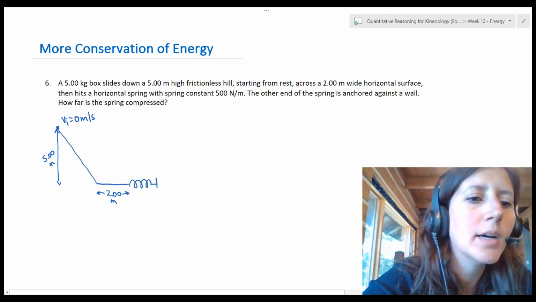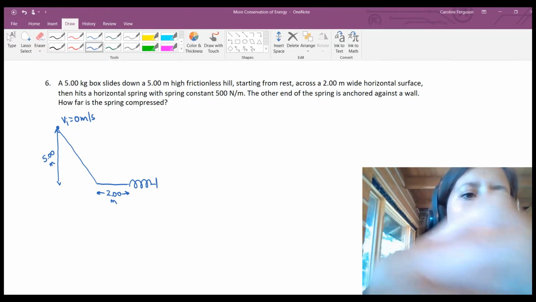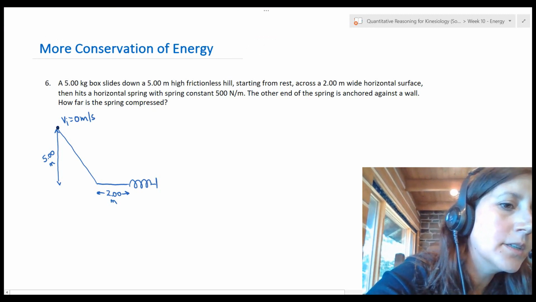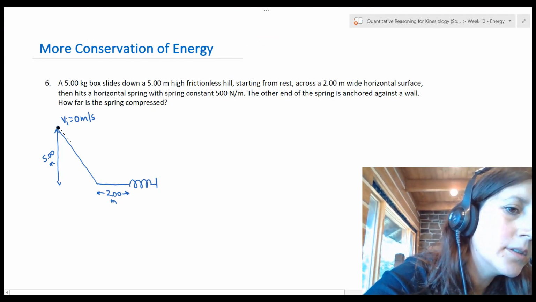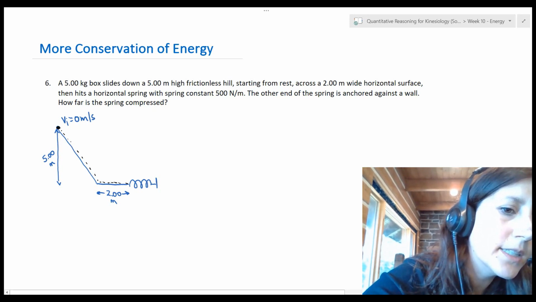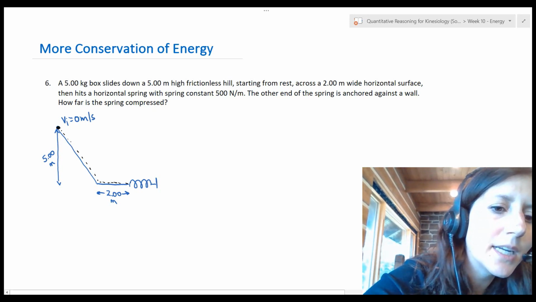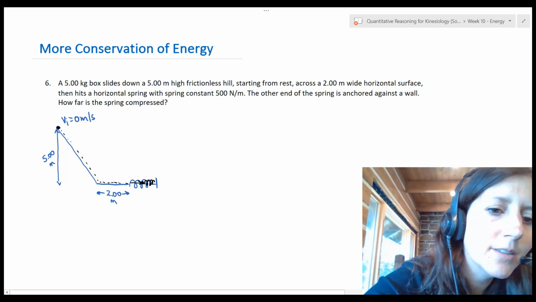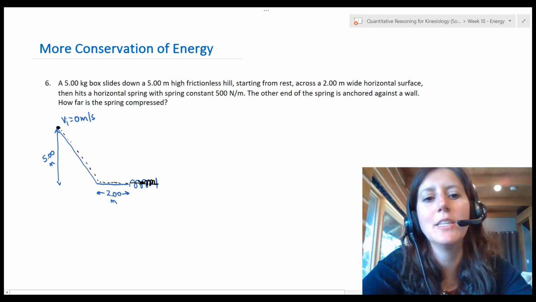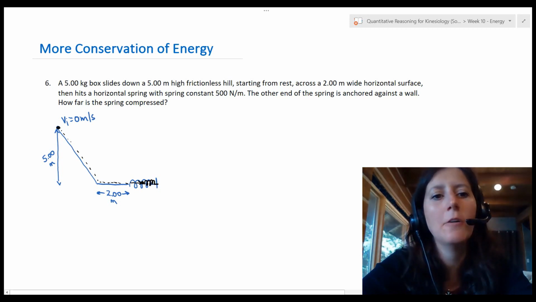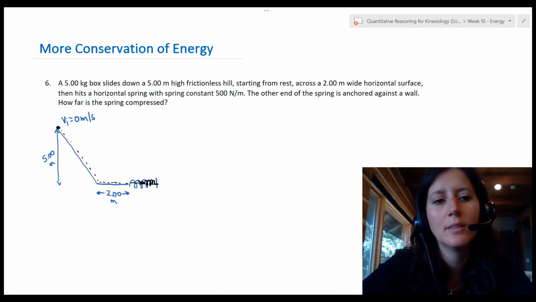Okay, so this box, which started off at the very top, over here, it goes down the ramp, then across this horizontal surface. It bangs into this spring and it compresses it a little bit, making the spring a little bit squished. Okay, so it gets compressed. How far is the spring compressed?